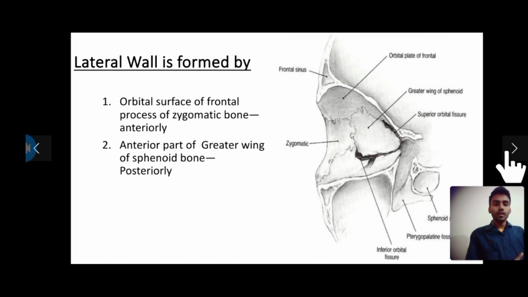Now in our orbit it is the lateral wall, isn't it? This lateral wall is formed by the zygomatic bone anteriorly, and posteriorly it is formed by the greater wing of the sphenoid bone. Now we will see what are the other structures in relation to this. This greater wing of the sphenoid bone separates the orbit from the middle cranial fossa, and this zygomatic bone separates the orbit from the temporal fossa. So always remember that the lateral wall, meaning this wall, is formed anteriorly by the frontal process of the zygomatic bone and posteriorly by the greater wing of the sphenoid bone.